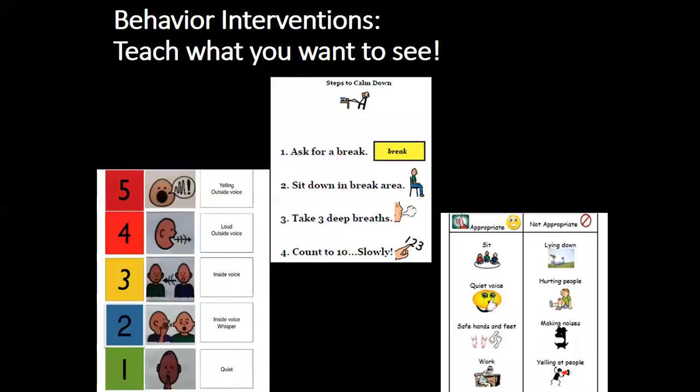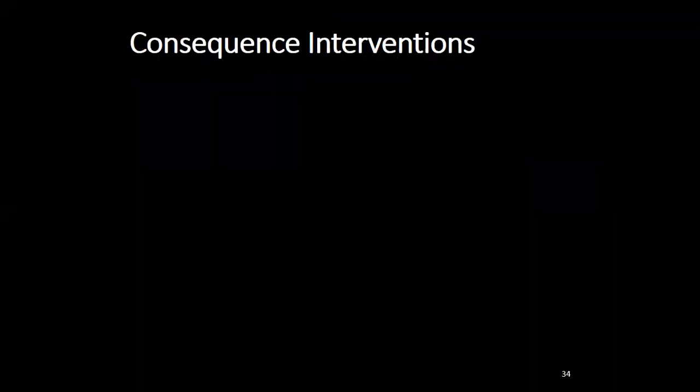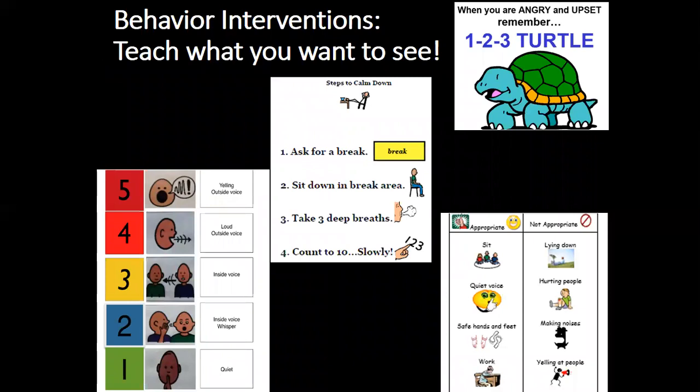Again, in those behavior interventions, we have to teach students what it is that we want to see. How many of you have used this phrase with a student? Please use voice level number 3. What if a student doesn't really know what that looks and sounds like? Down below is a voice level chart that can be used in the classroom. You can also see steps to calm down.